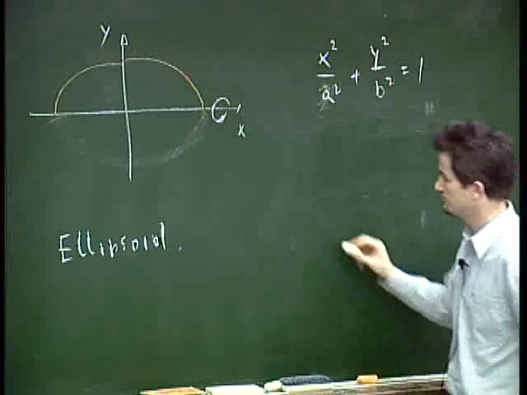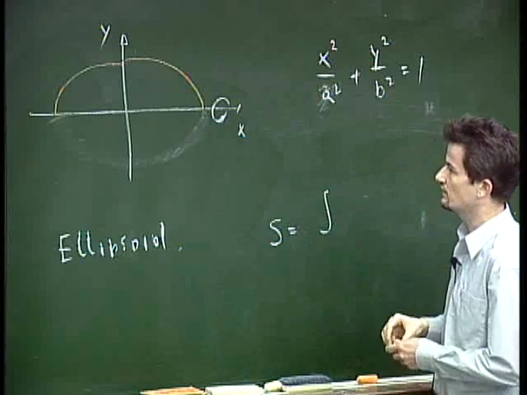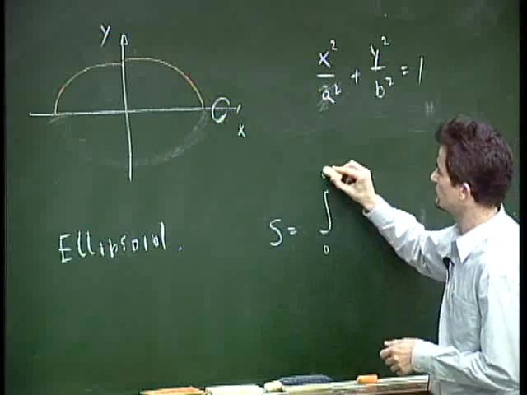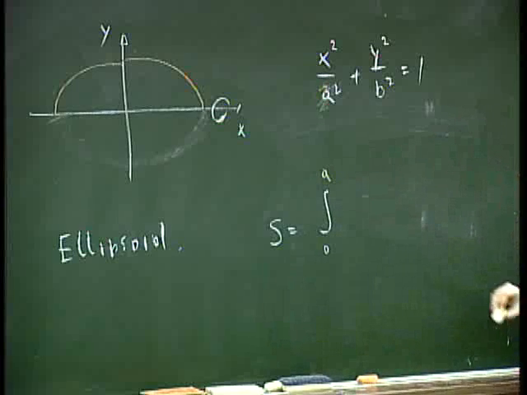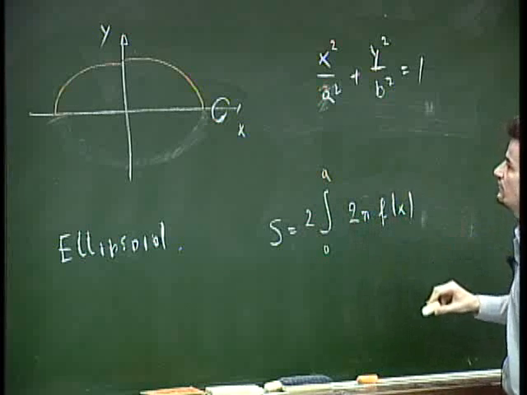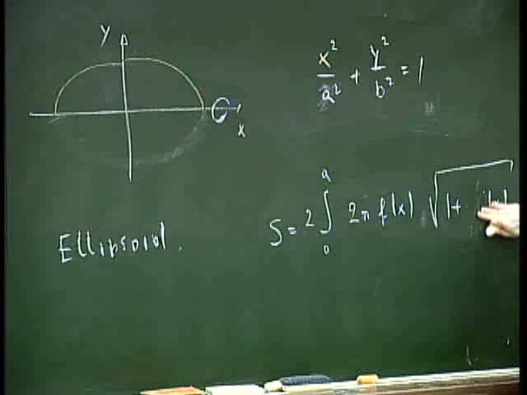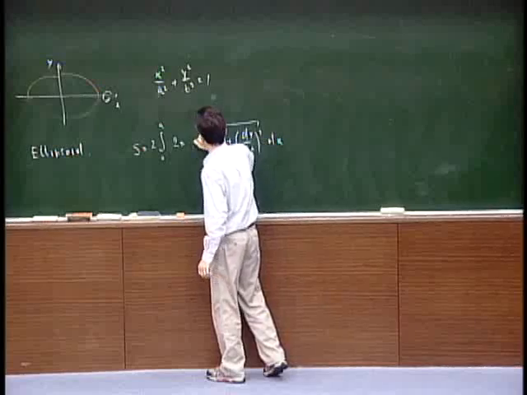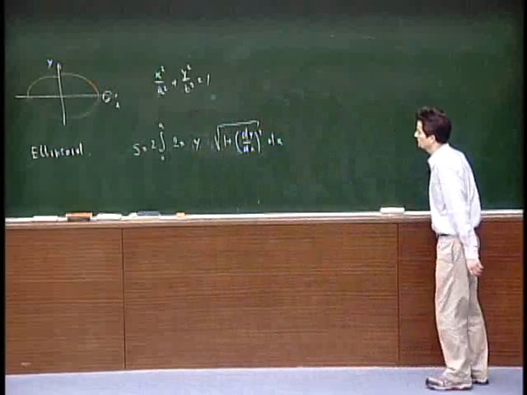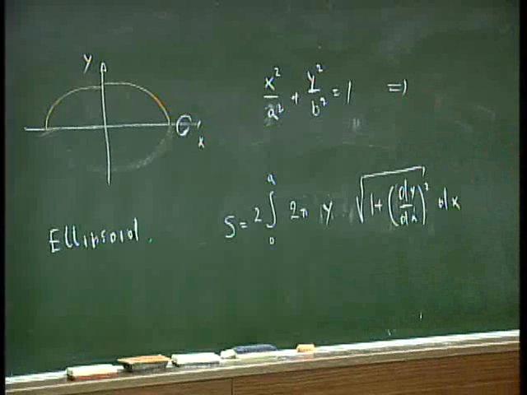So first of all, the only thing we have to do is plug into the formula. It's enough if we go from 0 to a, then we get everything twice because of symmetry. And then we have 2 times pi times f of x times the square root of 1 plus the derivative of f of x squared. Well, let's write this as dy over dx squared, dx. Let's write f of x as y. So we first have to find the derivative. Here it's maybe more convenient to use implicit differentiation.